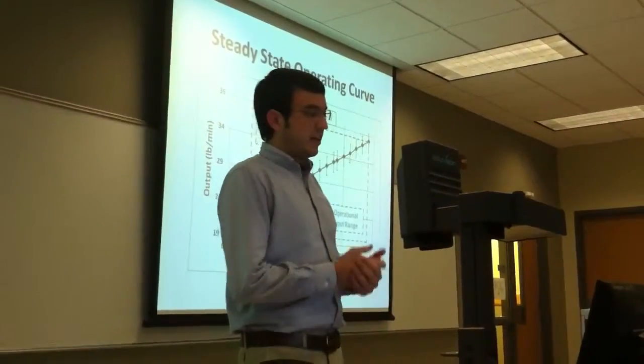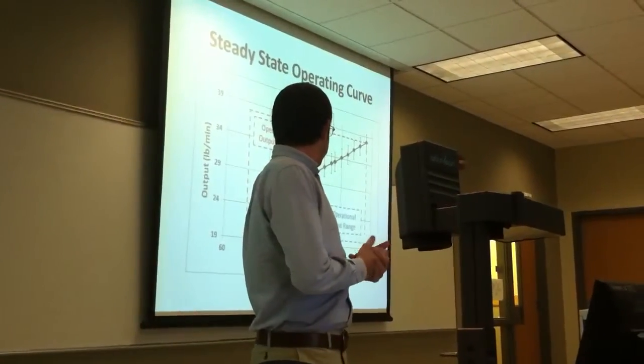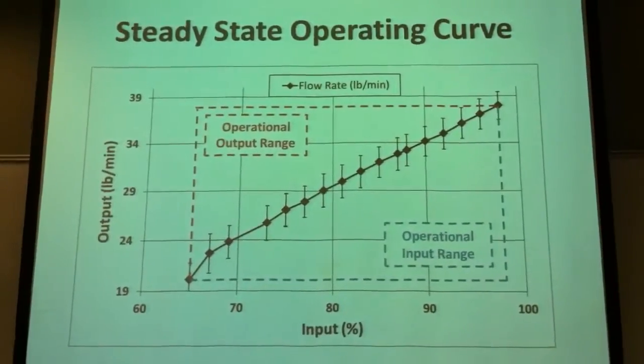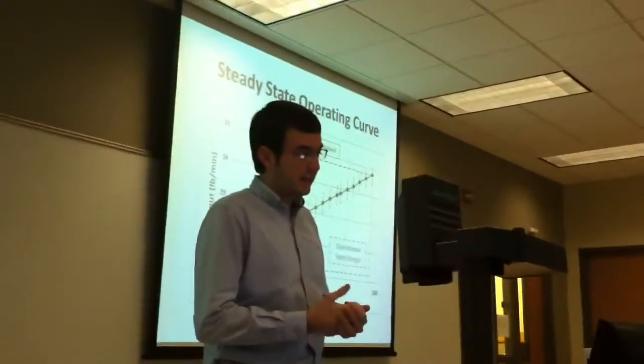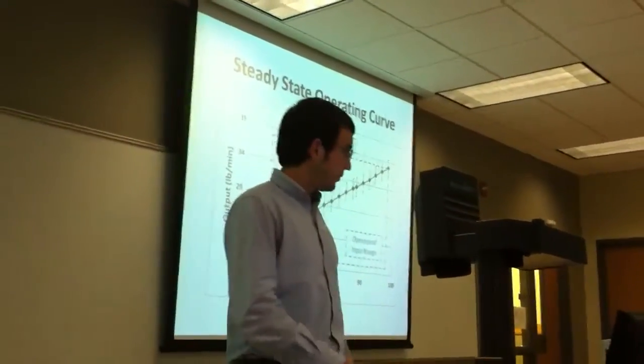This is the steady-state operating curve that we have developed for our system. The operational output range is between 20 and 38 pounds per minute, and the corresponding operational input range is between 65% and 98% power to the pump.